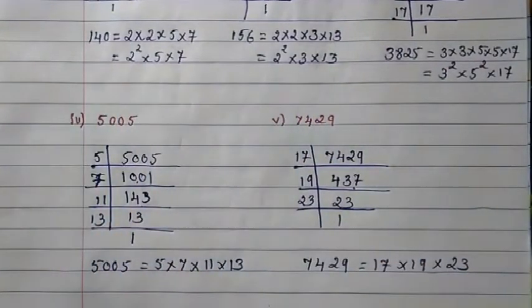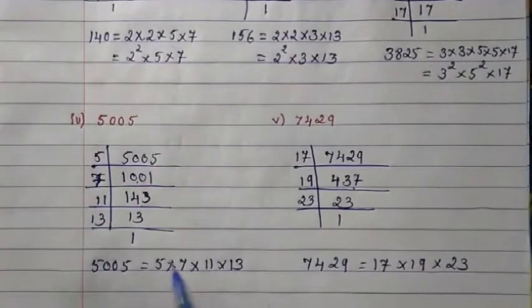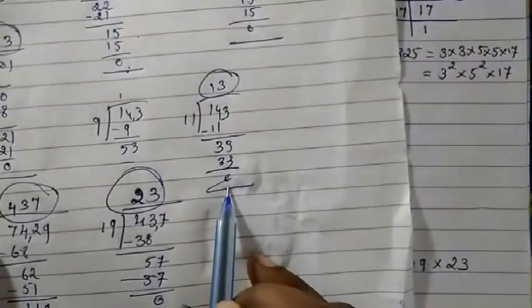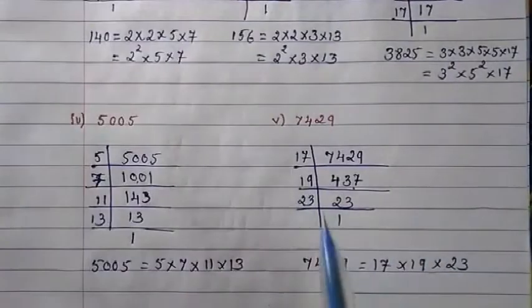So that's it. I hope children you understood. So those of you who are able to do it directly, you can do it. Those of you who find it difficult, you can do it this way. Only see that it gets completely divided and the quotient you will enter.